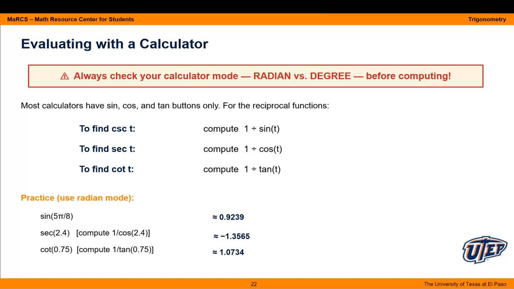Not every trig function comes from a standard angle, so sometimes we need a calculator. The most important rule is to check whether the calculator is in radian mode or in degree mode. Since this section is working primarily in radians, the calculator should usually be in radian mode. Also remember that reciprocal functions are often computed manually. For example, to find secant, calculate 1 over cosine of t.